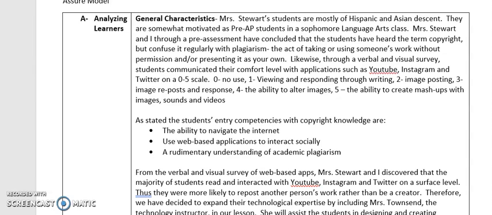0, no use. 1, viewing and responding through writing. 2, image posting. 3, image repost and response. 4, the ability to alter images. 5, the ability to create mashups with images, sounds, and videos.